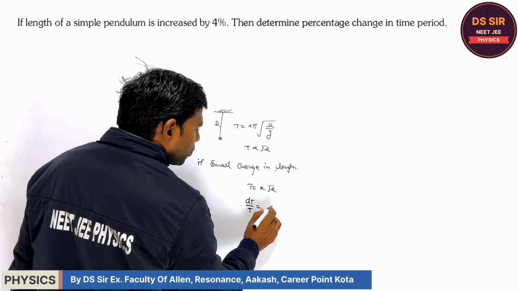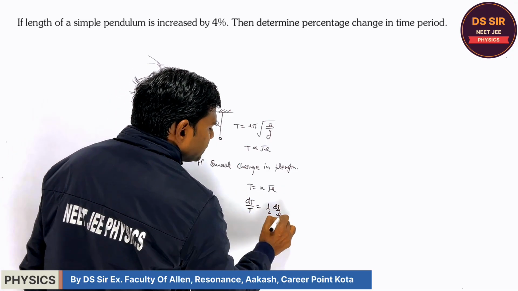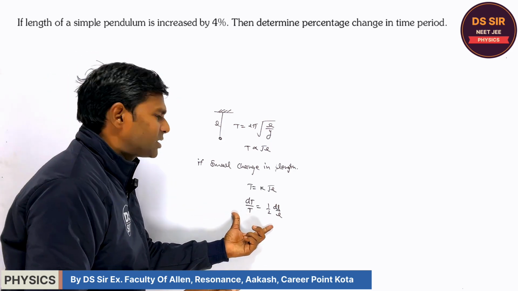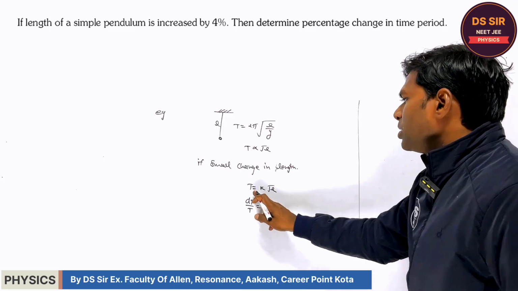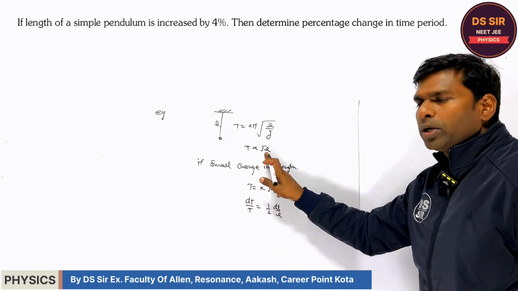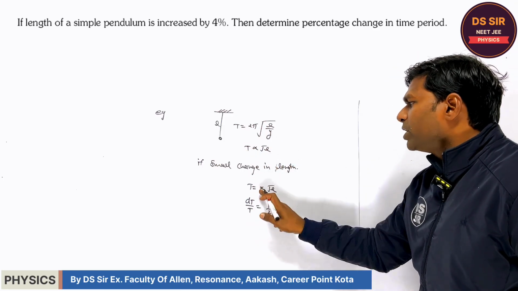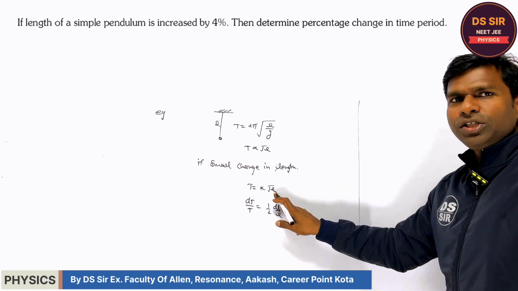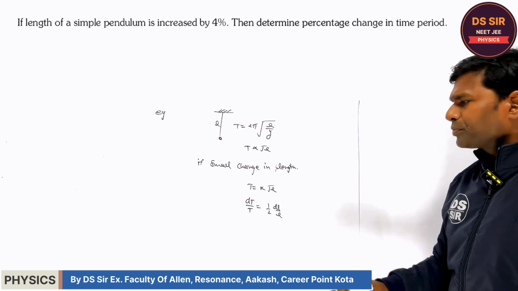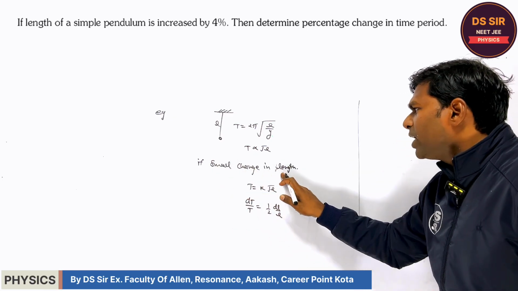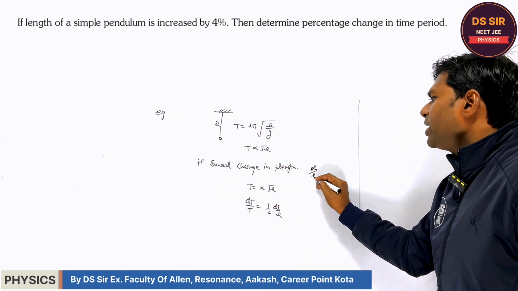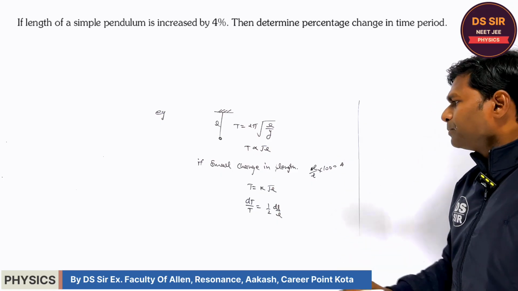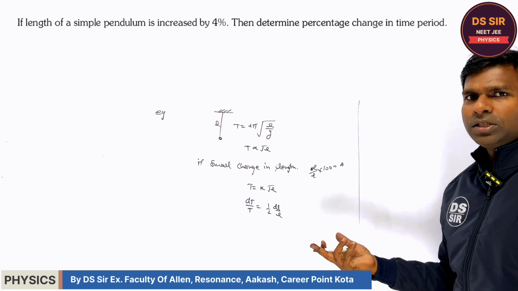dT upon T is equal to 1 upon 2 dL upon L. In the error chapter we have done this, right? But if you don't understand, then I can explain this once again. Suppose the time period depends upon root L. So this 2 pi root g may be treated as the constant. Now, if the length is changed, the time period is changed. If a very small change in the length, delta L upon L into 100 is, say, 4% given. So the time period will also change.